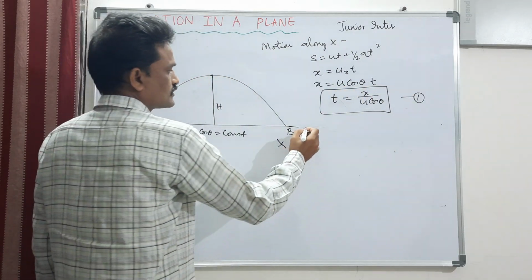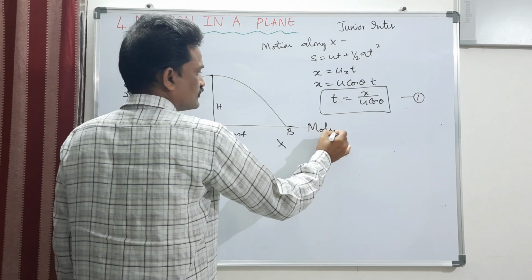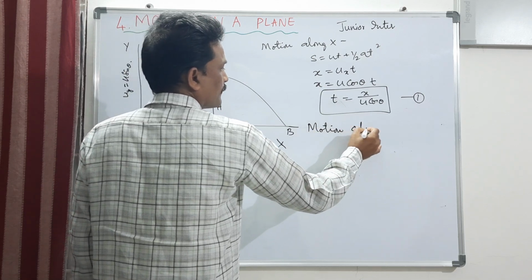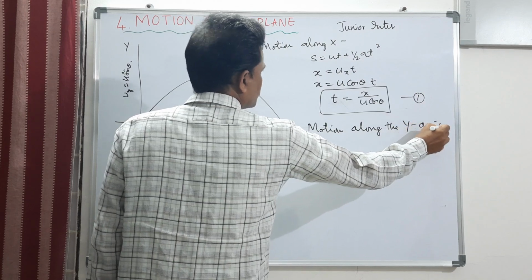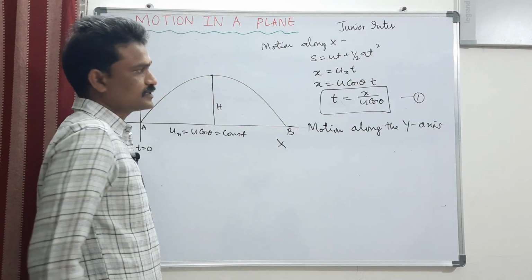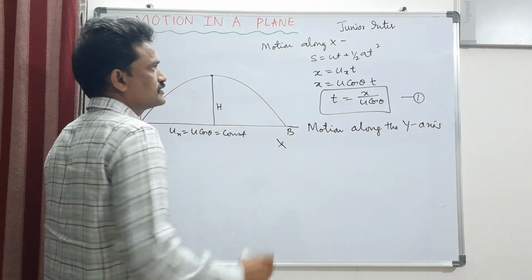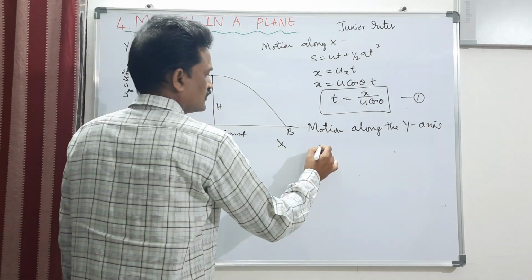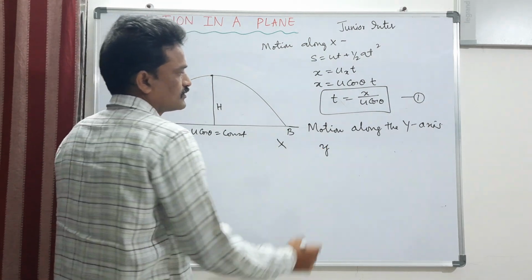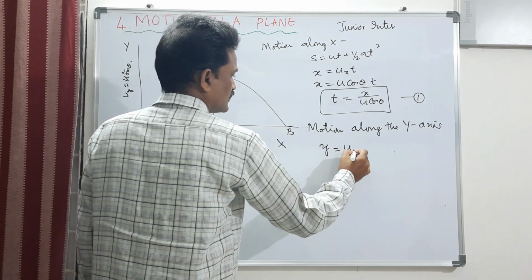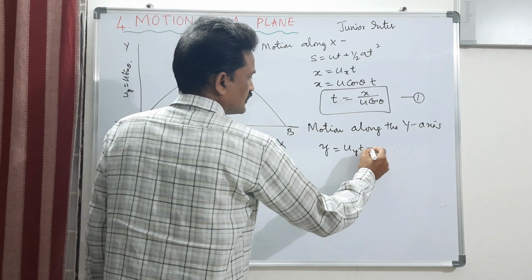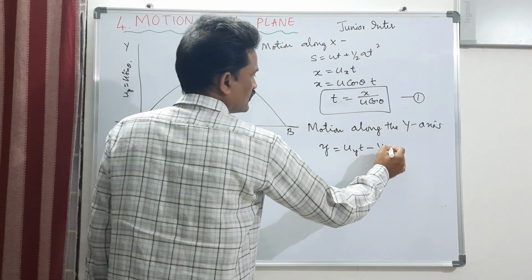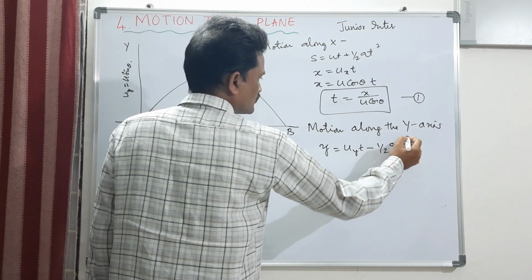Next. Now let us consider the motion along the y-axis. I use the same formula s is equal to ut plus half at square. Let us say the displacement along the y-axis is y after time t. That is y is equal to, I write uy t. Since it is projected upwards, I have to write minus half g t square. Here a is equal to minus g.